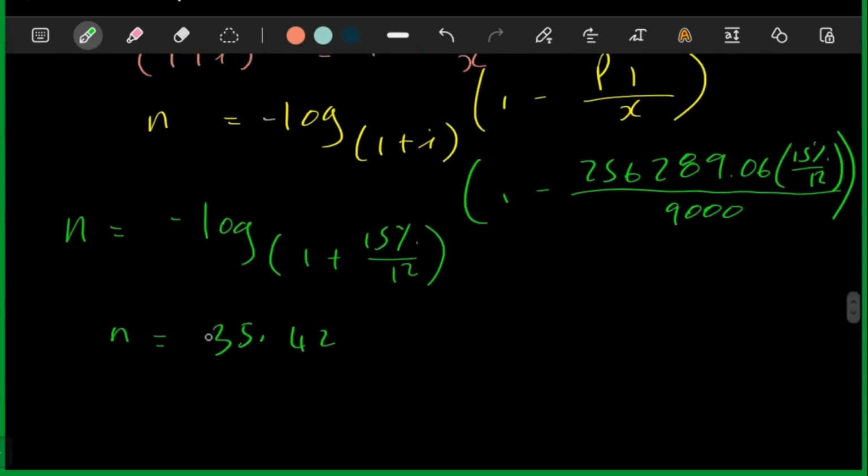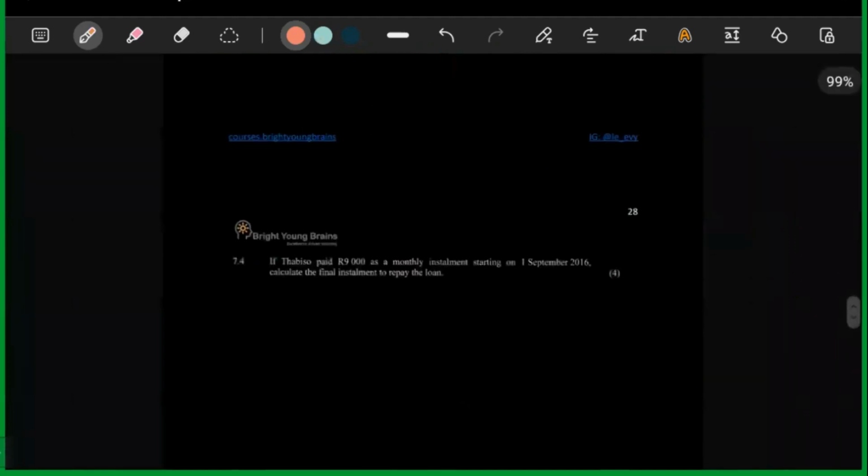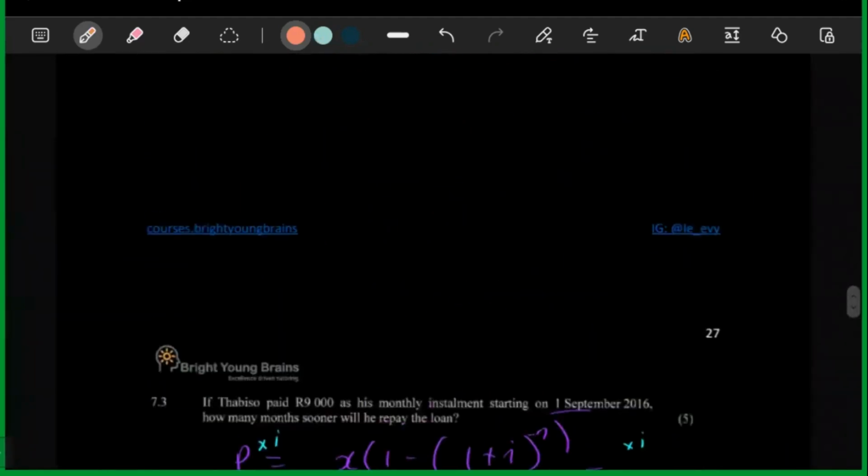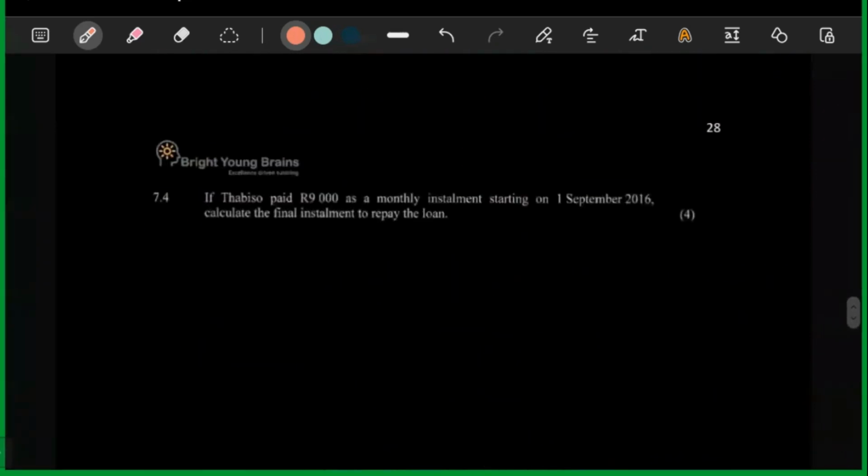However, you have to round this upwards. Therefore, 36 payments. This is to say that the last payment is not going to be 9,000. Then here it says, if Tabiso paid 9,000 monthly, if he pays this 9,000, they're now asking us, starting on wherever, to calculate the final payment.